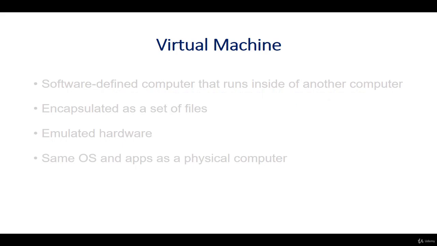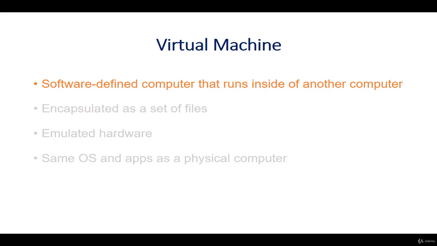Before we begin building a lab environment, let's take a look at what a virtual machine is and why we would want to use one. A virtual machine is a software-defined computer that runs inside of another computer. A physical computer is defined by the hardware we place inside of it: how many CPUs, how much memory, and any other devices that are installed on that physical system.